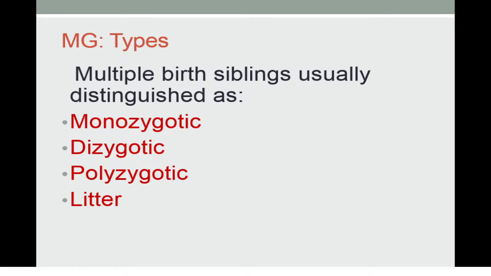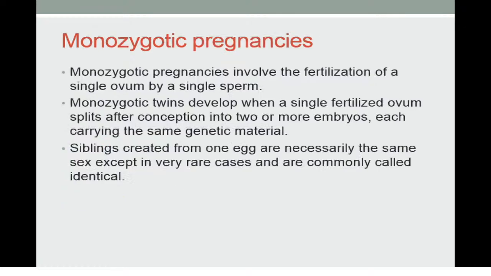So now we have to understand what the types of multiple gestation are. Multiple birth siblings are usually distinguished as monozygotic, dizygotic, polyzygotic, and litter. Monozygotic pregnancies involve the fertilization of a single ovum by a single sperm. Monozygotic pregnancy develops when a single fertilized ovum splits after conception into 2 or more embryos, each carrying the same genetic material. Siblings created from one egg are necessarily the same sex, except in very rare cases, and are commonly called identical.